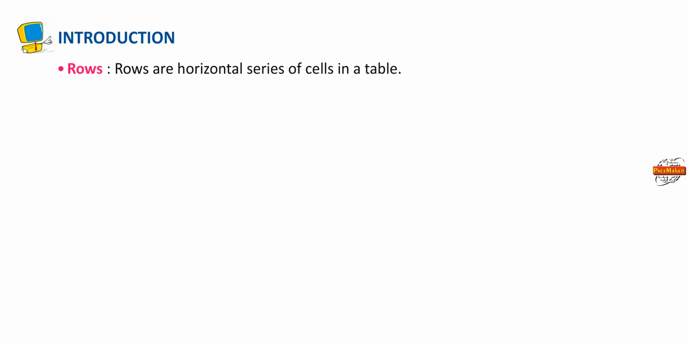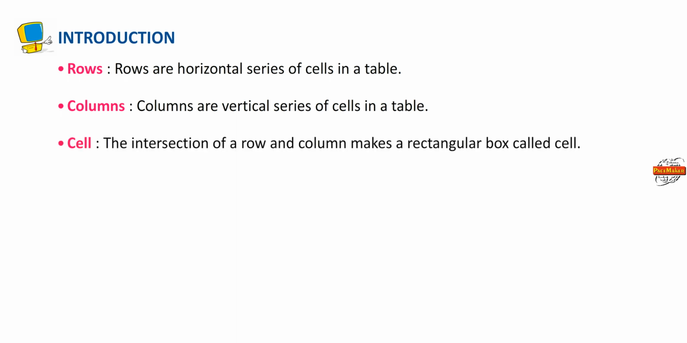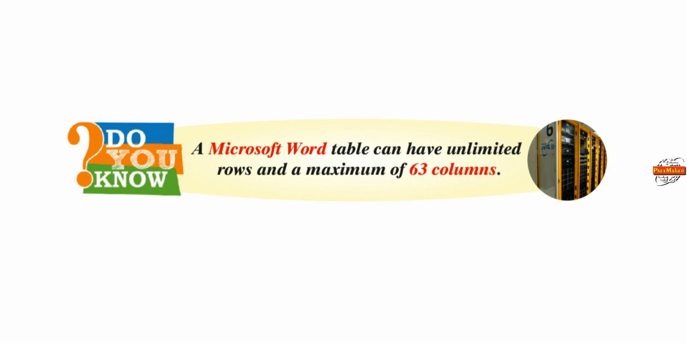Rows. Rows are horizontal series of cells in a table. Columns. Columns are vertical series of cells in a table. Cell. The intersection of a row and column makes a rectangular box called a cell. Do you know, a Microsoft Word table can have unlimited rows and a maximum of 63 columns?